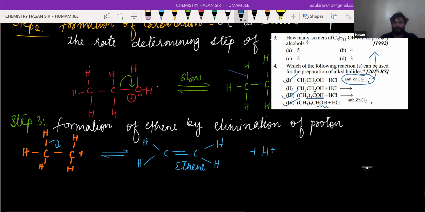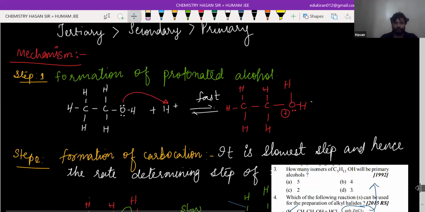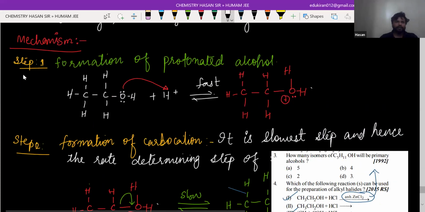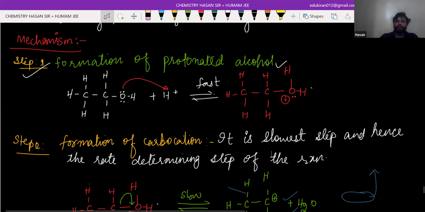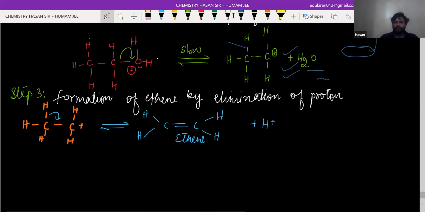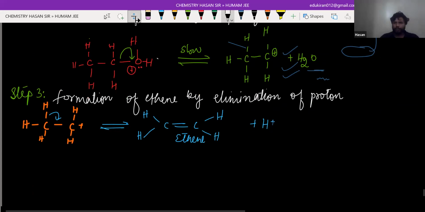Okay, so actually I was teaching this mechanism. So in the first step, formation of protonated alcohol takes place, and in order to get stability for oxygen, oxygen will take electrons from carbon, and there will be formation of what? There will be formation of carbocation. After that, formation of ethene will take place by elimination of H plus. Is that clear? This is the mechanism. Both of you done with this?